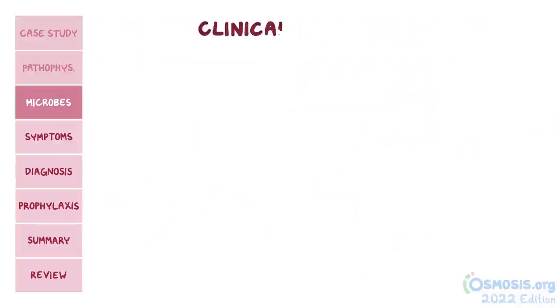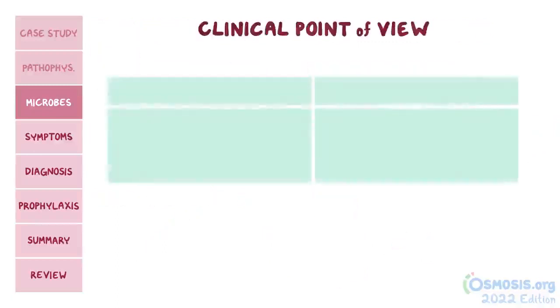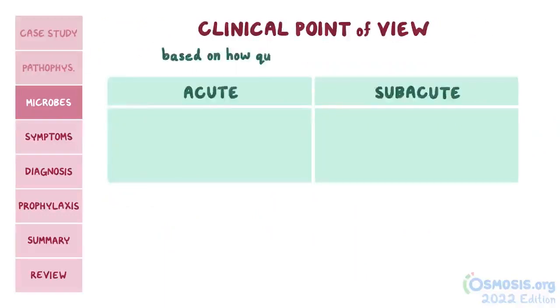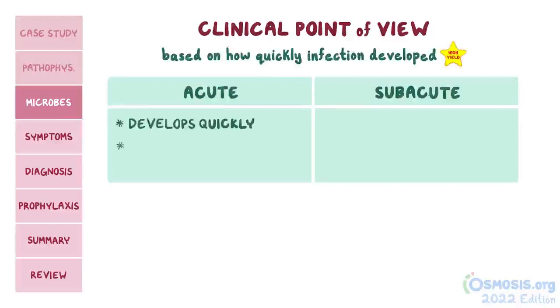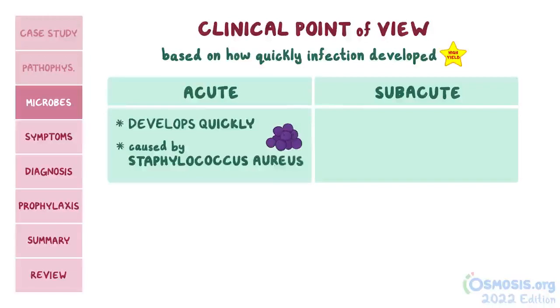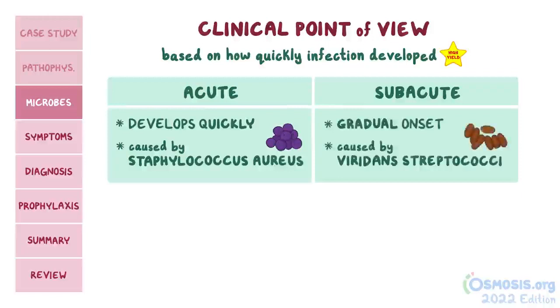Okay, now from a clinical point of view, infective endocarditis can be classified into groups like acute and subacute based on how quickly the infection developed. With acute endocarditis, the infection develops quickly and it's most often caused by Staphylococcus aureus, while with subacute endocarditis, the infection has a gradual onset and it's most often caused by viridans streptococci.